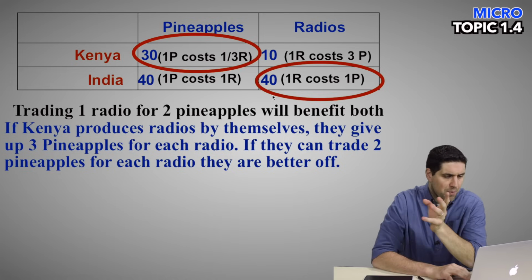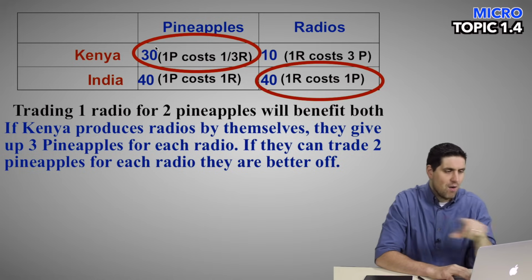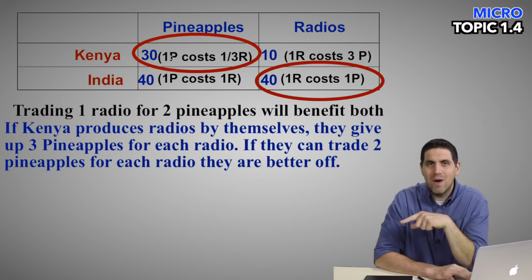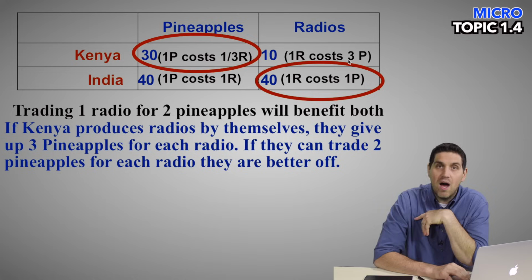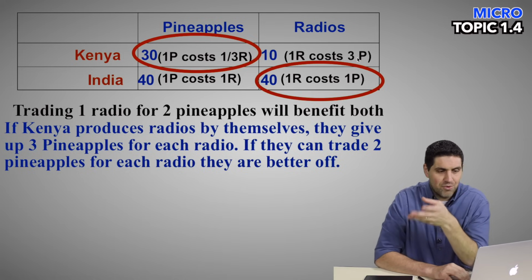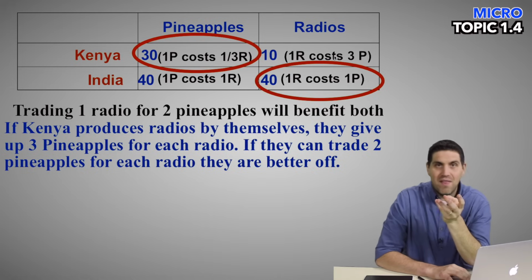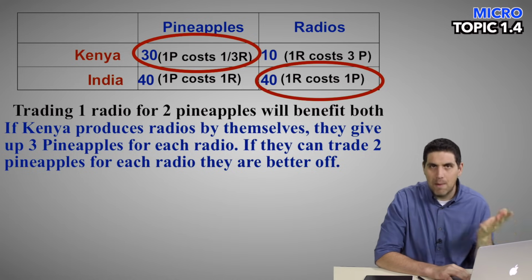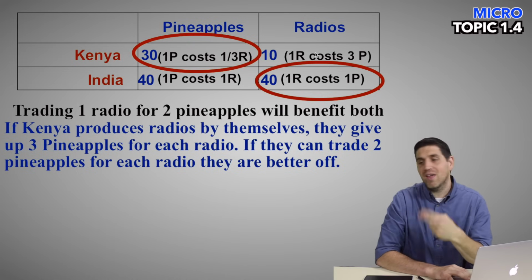If Kenya produces radios by themselves, so remember, Kenya's producing pineapples, right? If they want radios, they're going to make them themselves, or they got to trade for them. If they make it themselves, how much does it cost them? Well, it costs them 3 pineapples. They'd rather trade 2 pineapples and get a radio than give up 3 pineapples and get 1 radio by producing it themselves. So this works for Kenya. They're like, awesome, that's a great trade. It's better to give up 2 than 3.